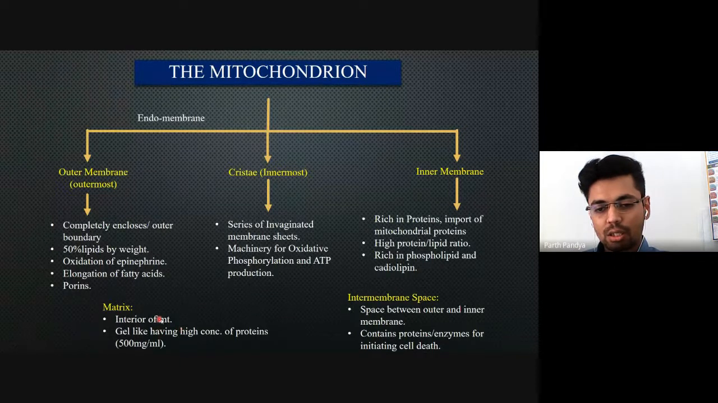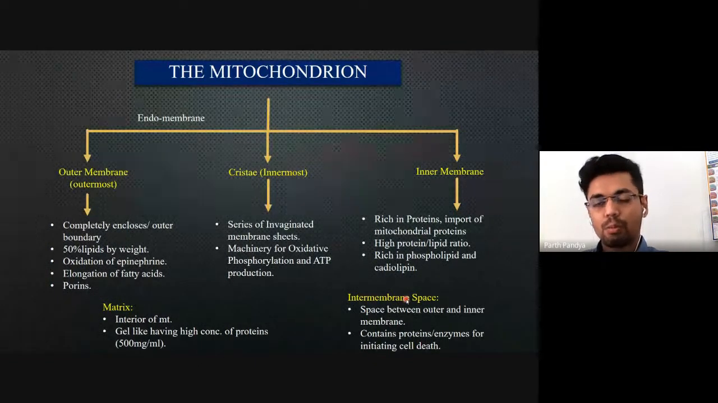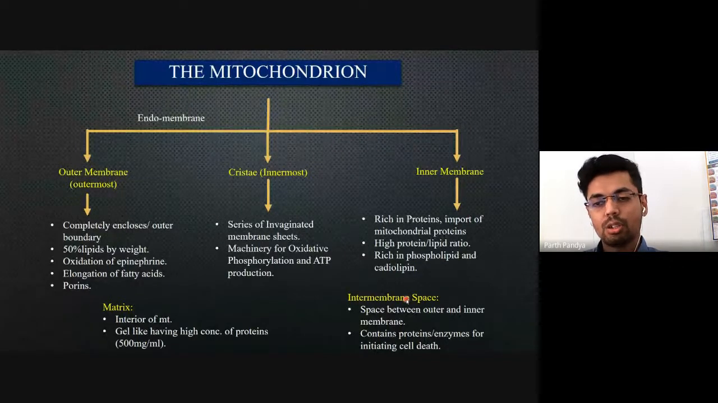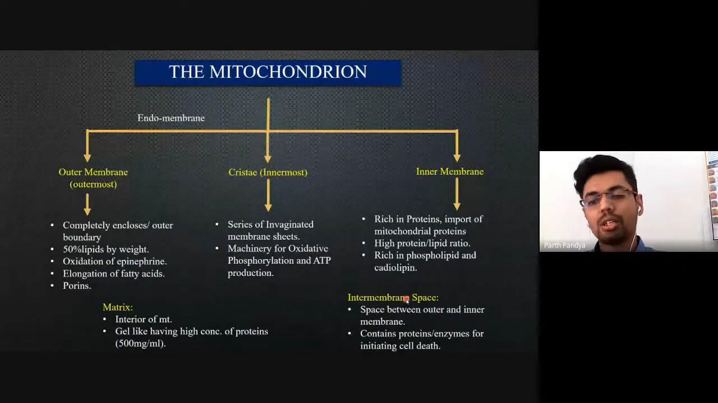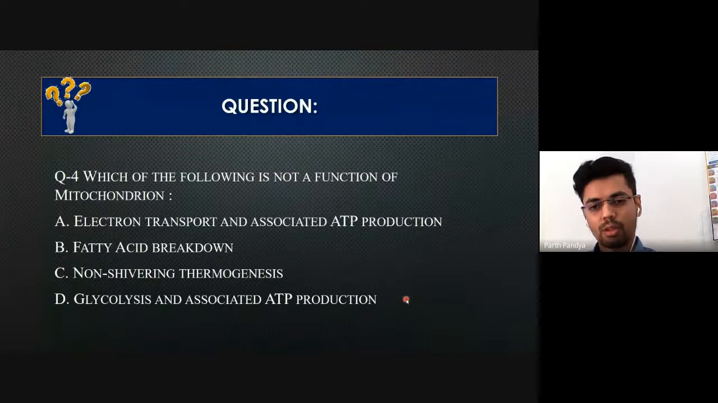We also have the matrix, the interior part of the mitochondria, which is a gel-like structure containing majorly proteins, around 500 mg per ml. The intermembrane space between the inner membrane and the outer membrane contains proteins and enzymes that initiate cell death. You will study that in apoptosis, where the intrinsic and extrinsic factors come into account, and apoptosis has been covered.